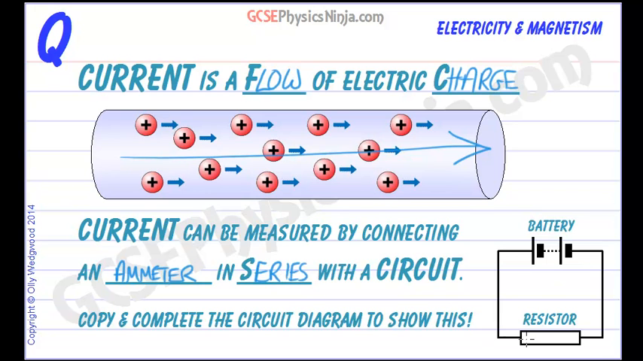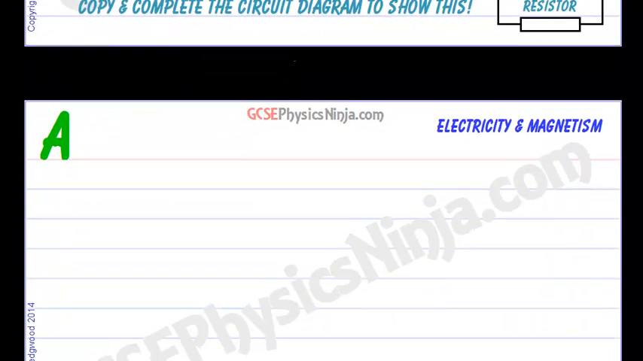Now, here's a typical circuit involving a power source, a battery, source of current, and a resistor, which is going to take the battery's electrical energy and convert it into heat. We need to copy and complete the circuit diagram to show how we can measure current in series with this circuit. So let's take a look at that now.